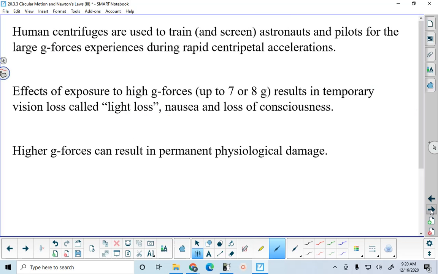If you do experience high G's, you get what's called light loss. I had an opportunity to be in one of these things, and I got up to about 4 G's, and that was it. I was out. And light loss, all of a sudden, it's like something from a movie. Everything that you see, your field of vision gets smaller and smaller until the only thing you can see is the little bit of light right in front of you, and then it's gone and you wake up feeling very nauseous. Higher G forces can result in permanent physiological damage.